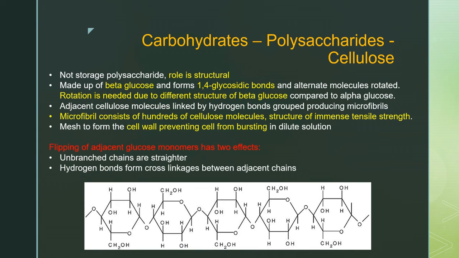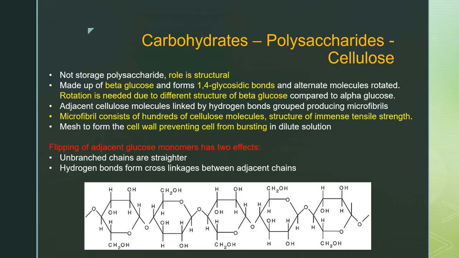Moving on to cellulose, which is the different one because it isn't actually a storage polysaccharide. Its role is actually structural, and it is made up of beta glucose, and it has a 1,4 glycosidic bond with the alternate molecules rotated. If you look down at the picture below, you'll see that on the bottom of the first molecule you'll see CH2OH, and then the next one is actually flipped on the top, and that's so you can get the bonding between them of the O and the H's.